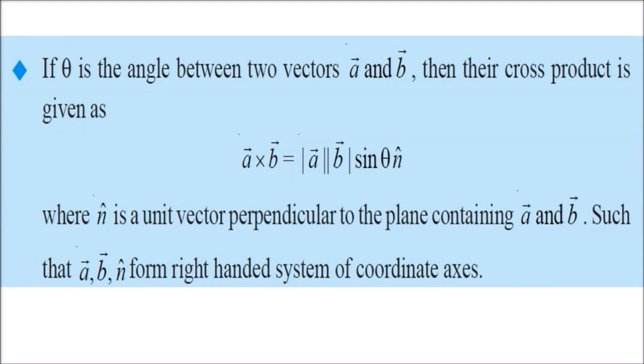If theta is the angle between two vectors a and b, what is the cross product? A cross b is magnitude of a, magnitude of b, sine theta, and there will be n cap also. This n cap is the unit vector which is perpendicular to the plane containing a and b. So a, b and n form a right-handed system of coordinate axes.